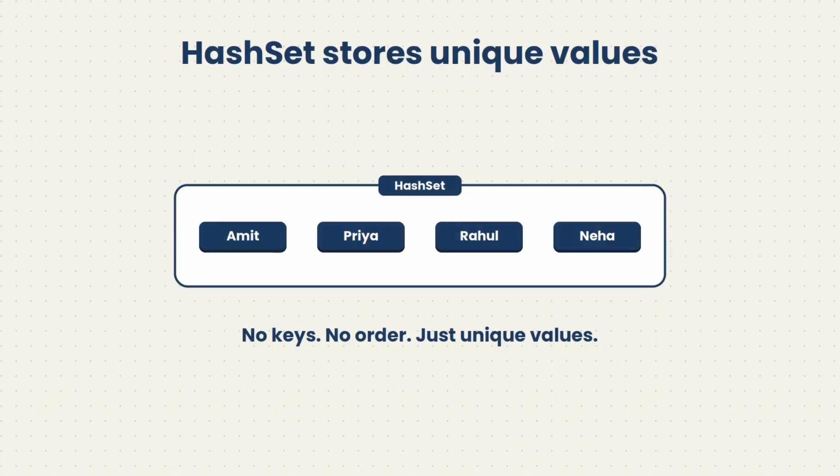A hash set is a data structure that stores only unique values. Unlike a hash map, which stores data in key value pairs, a hash set stores only values. If you try to add the same value again, the hash set simply ignores the duplicate. One important thing to remember: a hash set does not store values in any particular order. It gives up ordering in exchange for speed.